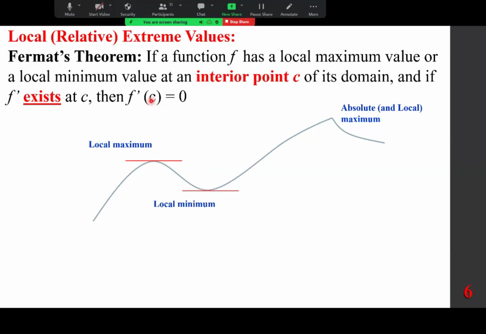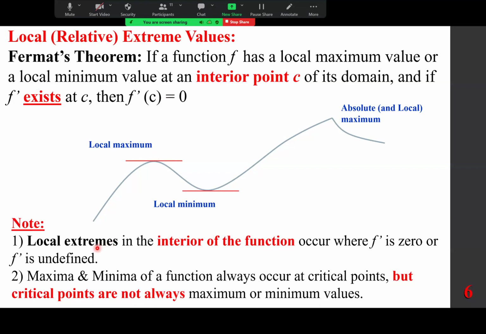On the other hand, over here is a local maximum, and it is also an absolute maximum because no other point has a larger y coordinate. In this case, as you can see, we have a sharp corner. f prime does not exist. So if f prime exists, it must be 0.